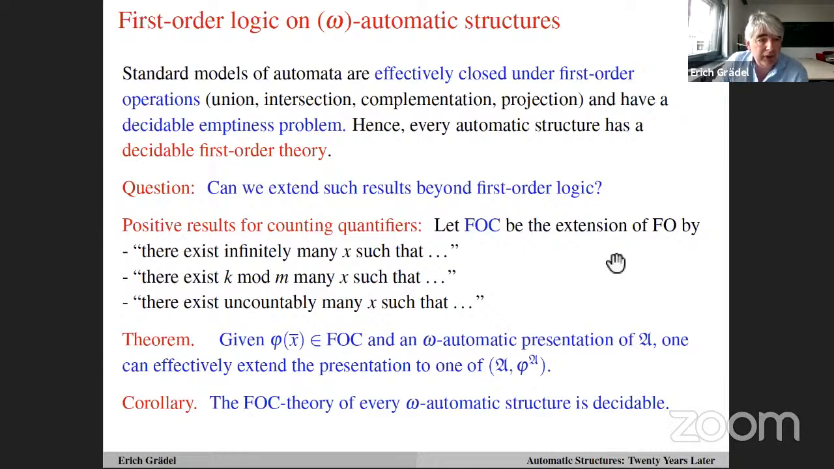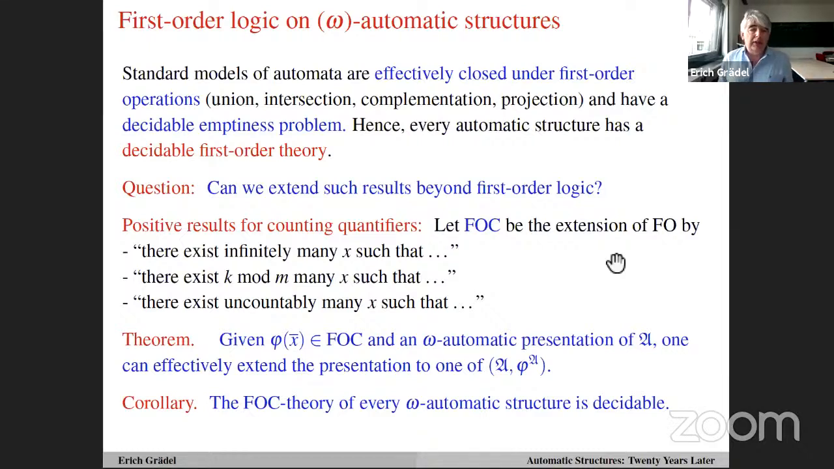The positive results mostly concern counting quantifiers. So we extend first-order logic by counting quantifiers of the form: there exist infinitely many x such that, there exist k mod m many x such that, there exist uncountably many x, or of course also the duals, there exist at most countably many x. The last, of course, make only sense on omega-automatic structures.